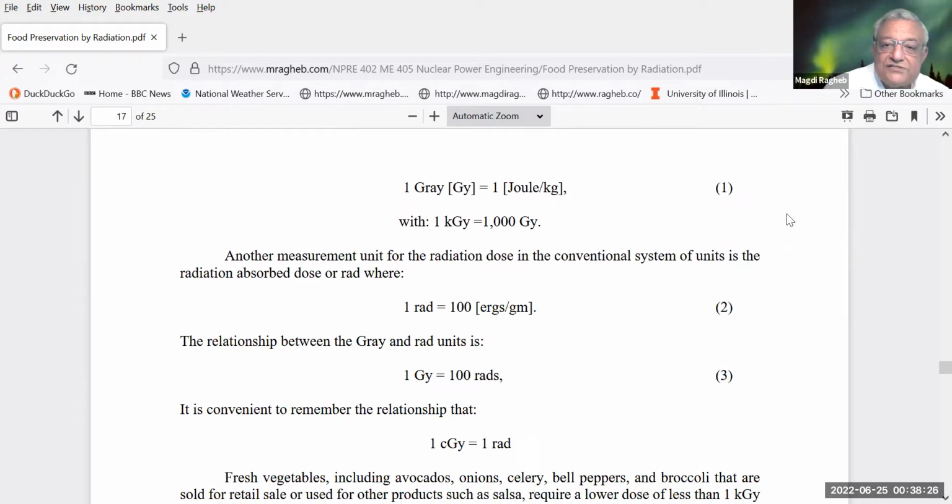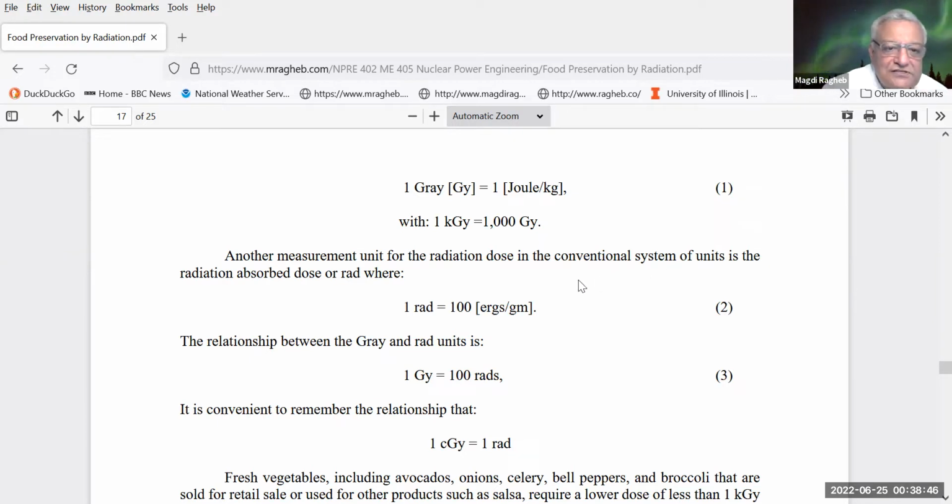The CGS units, centimeter-gram-second units, preceded our use of the SI system of units, but the units are still being used today. So as engineers and scientists, we need to know both units and know the relationship between the two.